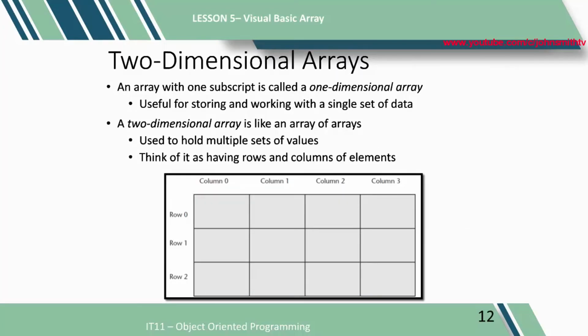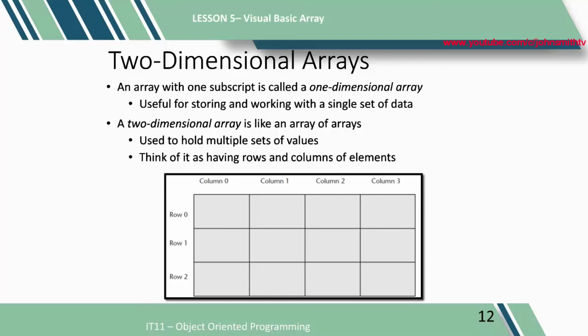Two-dimensional arrays. The arrays presented so far have had only one subscript. An array with one subscript is called a one-dimensional array and is useful for storing and working with a single set of data. Sometimes, though, it is necessary to work with multiple sets of data. For example, in a grade averaging program, a teacher might record all of one student's test scores in an array. If the teacher has 30 students, that means there must be 30 arrays to record the scores for the entire class. Instead of declaring 30 individual arrays, it would be better to declare a two-dimensional array.